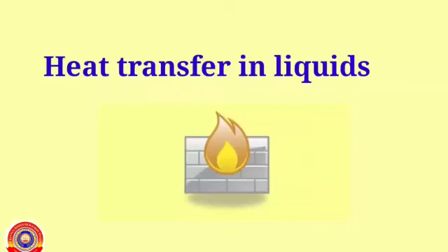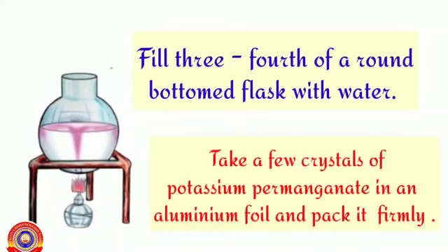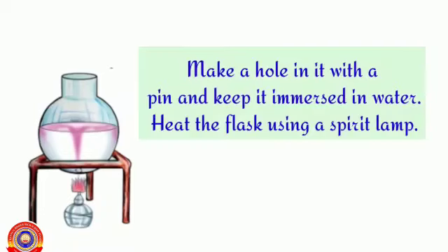Let's see how heat is transferred in liquids. Fill 3/4 of a round bottom flask with water. Take a few crystals of potassium permanganate in an aluminium foil and pack it firmly. Make a hole in it with a pin and keep it immersed in water. Heat the flask using a spirit lamp. Observe the changes inside the flask.